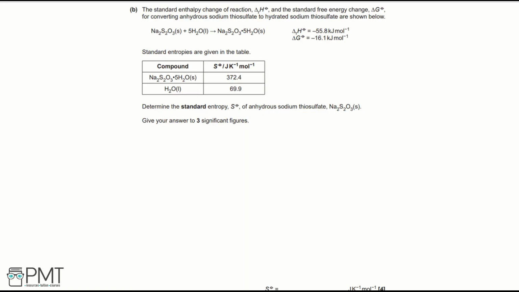Part B. The standard enthalpy change of reaction and the standard free energy change for converting anhydrous sodium thiosulfate to hydrated sodium thiosulfate are shown below. Determine the standard entropy of anhydrous sodium thiosulfate and give your answer to 3 significant figures.